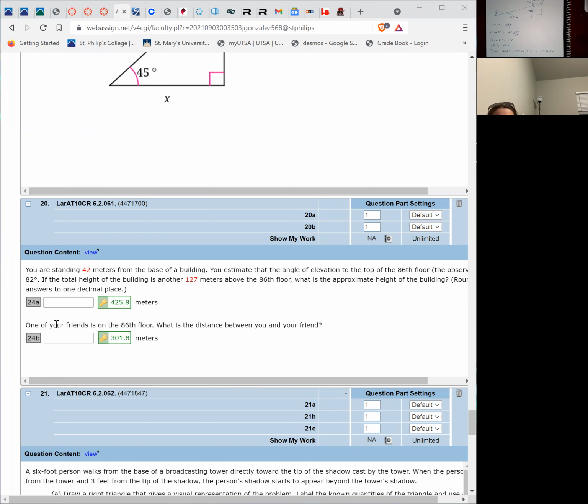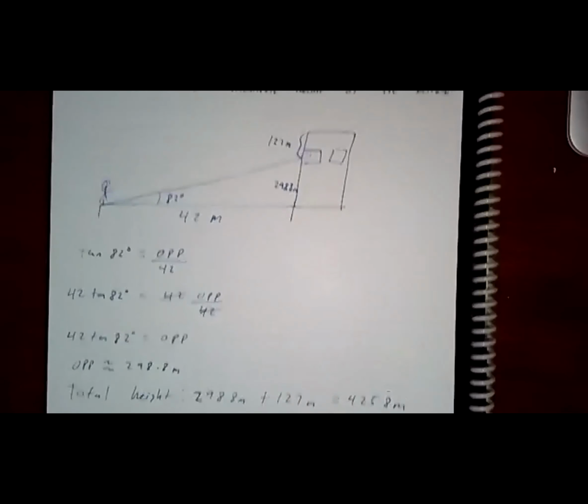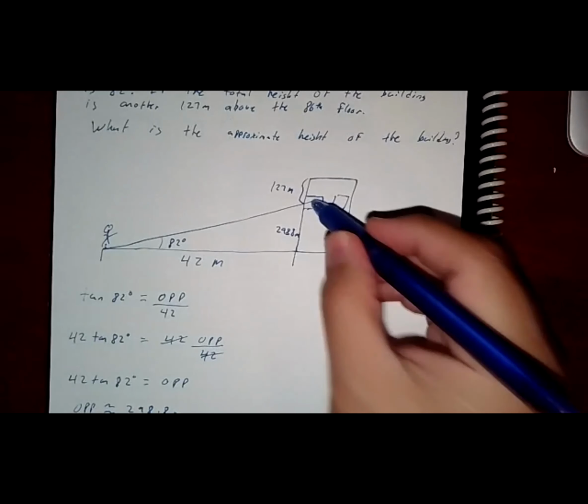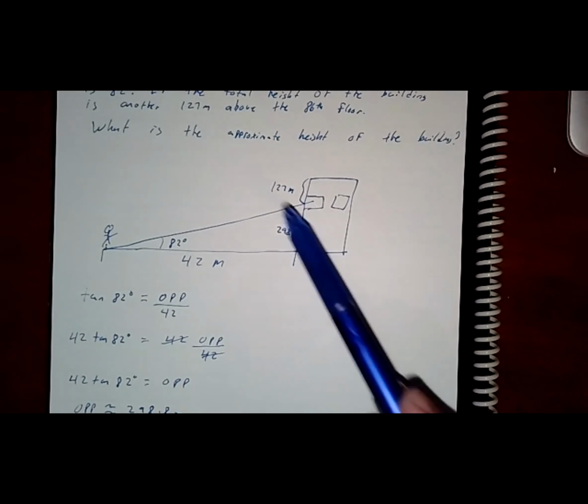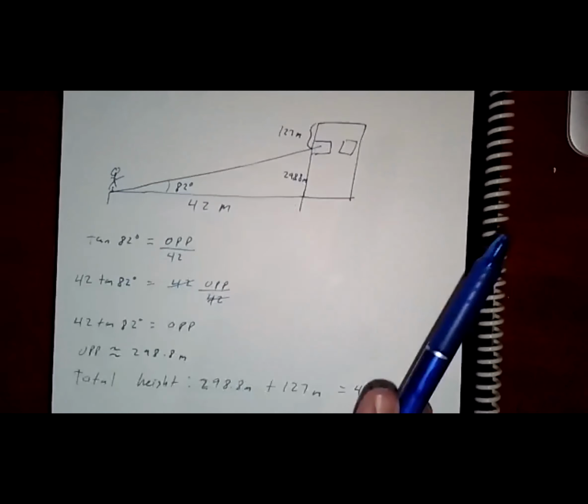And then part B says one of your friends is on the 86th floor. What is the distance between you and your friend? Well, that would be the hypotenuse, wouldn't it? If your buddy's right here at the window, it'd be the distance from here to there, which is the hypotenuse. So you just do the Pythagorean theorem. That's it. A squared plus B squared equals C squared, and square root that and you'll be done.